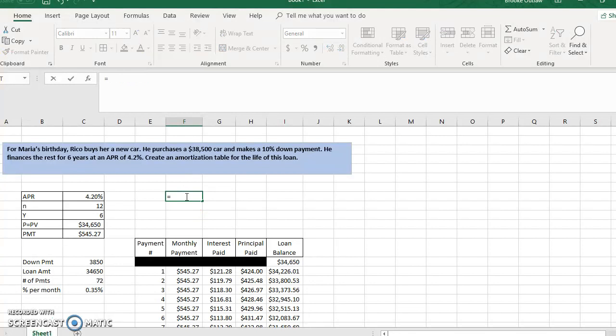If he spends $545.27 for 72 months, you can get that same number here. So you don't necessarily have to use the table to find that. And to figure out the interest, you can always just take that number and subtract your 34,650. Again, that should be the same number that you get in the interest paid column. So those are two ways you can use the table to figure out how much money Rico ends up paying in total and how much he ends up paying on the loan in interest.